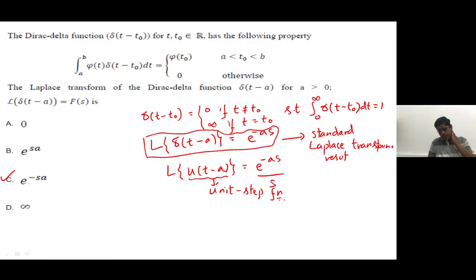But this type of Dirac delta function is especially useful for electrical, EC, and instrumentation. You have the signals and systems subject.